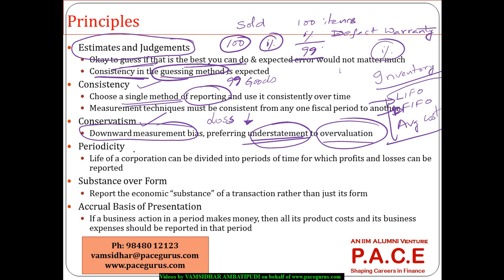Then periodicity is the next important principle, wherein it is assumed that the entire company's lifetime can be divided into more and more reasonable and logical time periods, and for each of those time periods the profits, the losses, the assets and the liabilities of the company are collated and reported. So the financial statements are prepared for a specific period of time. Sometimes it could be monthly, sometimes quarterly, sometimes annual.